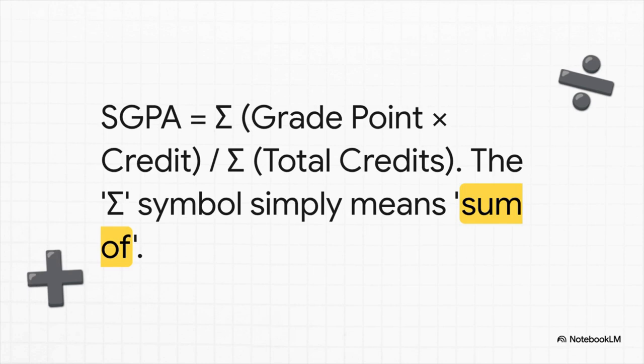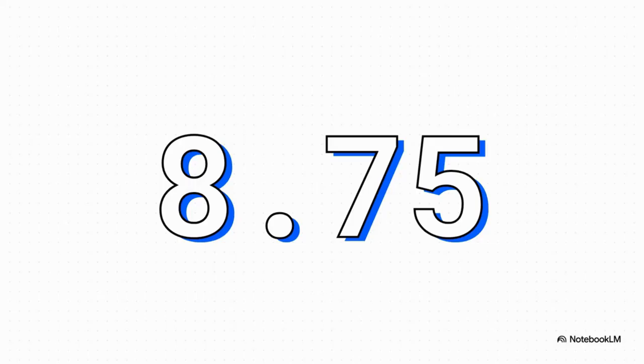So let's actually walk through a real example right now to see how it works. Okay, let's make this real. Let's say you had a semester where you took a bunch of courses and it all added up to 24 total credits.